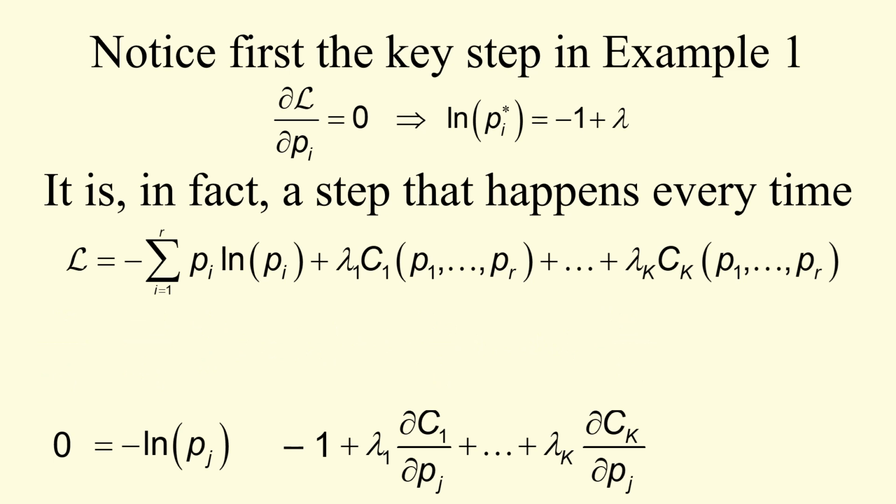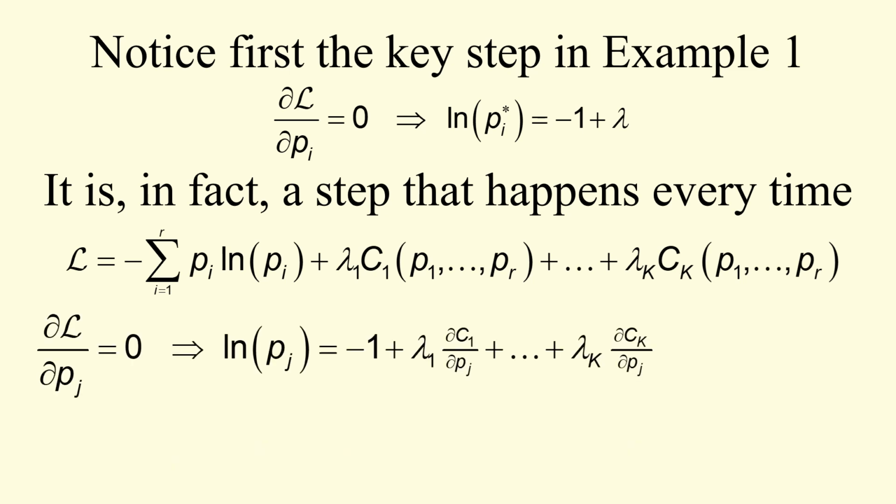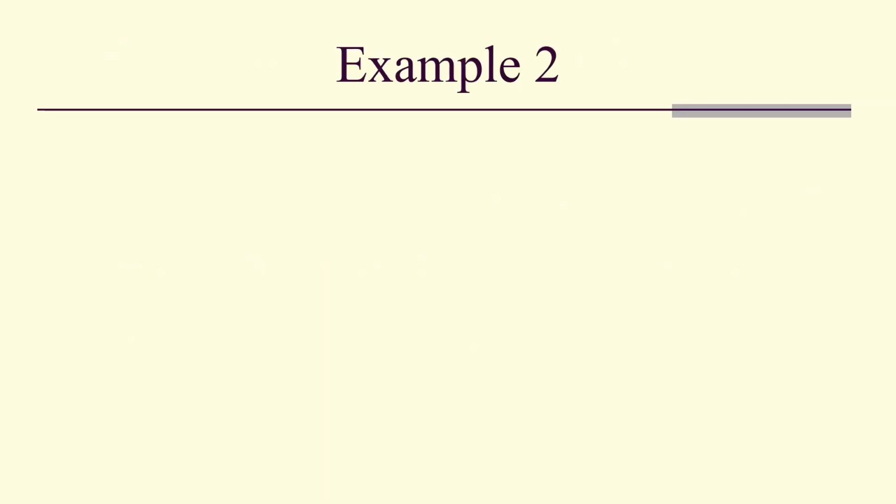Now, when we set that equal to 0, we get the natural log of p sub j is -1 plus lambda 1 times the partial of c1 with respect to p sub j, up to lambda sub k times the partial of c sub k with respect to p sub j. In other words, the derivative of the Lagrangian with respect to p sub j equals 0 means that the natural log of p sub j is -1 plus this linear combination of first partial derivatives. So let's look at our second example.